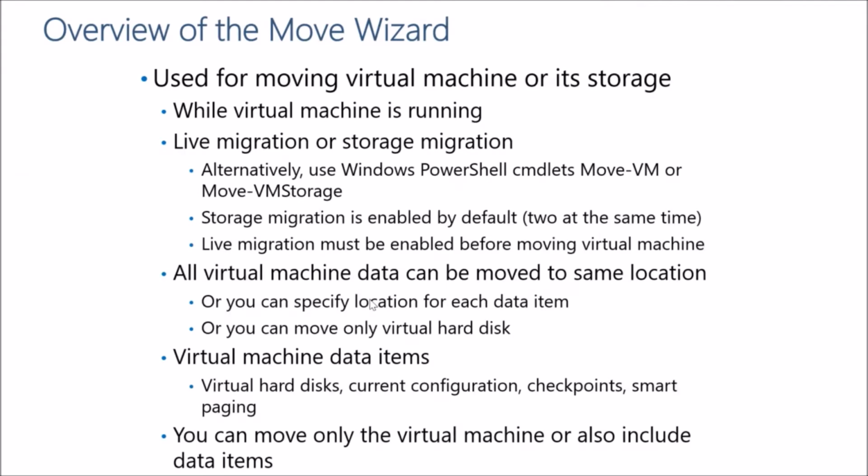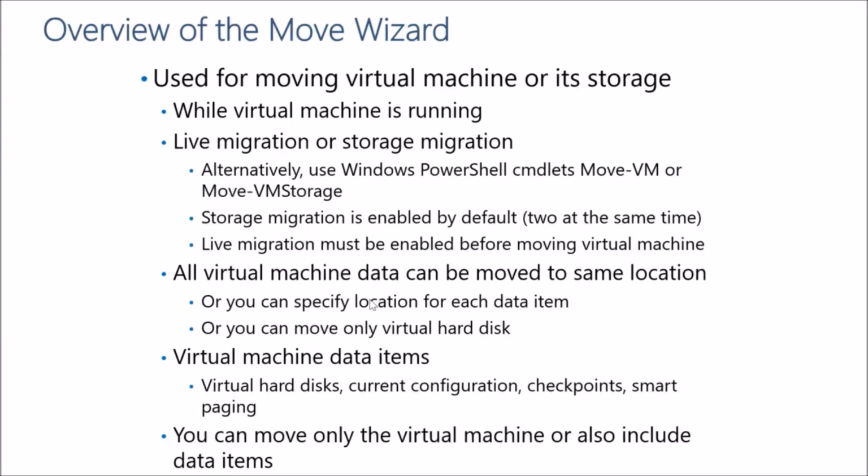Storage migration is enabled by default, with two at the same time. Obviously you don't want to move too many at the same time, because all of this is bandwidth or throughput sensitive. If you have more things going on, it takes way longer for that synchronization, the mirror writes, to get to that exact same state. A live migration must be enabled before you can live migrate, but the storage migration is already enabled by default.